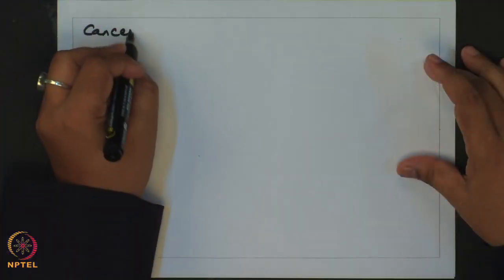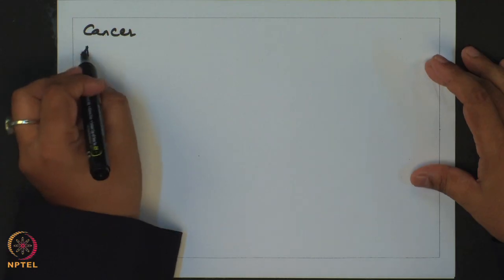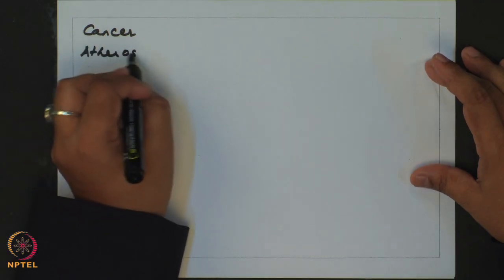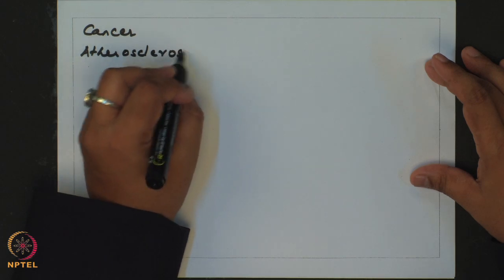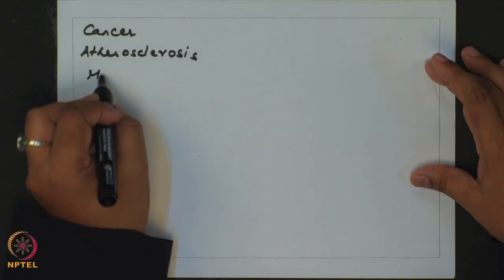Hello and welcome to today's lecture of Introduction to Mechanobiology. In the last few lectures, we discussed various diseases including cancer, atherosclerosis and muscular dystrophy.